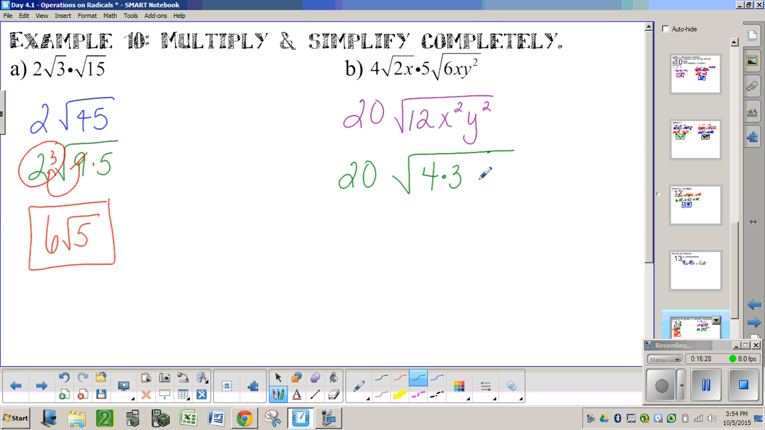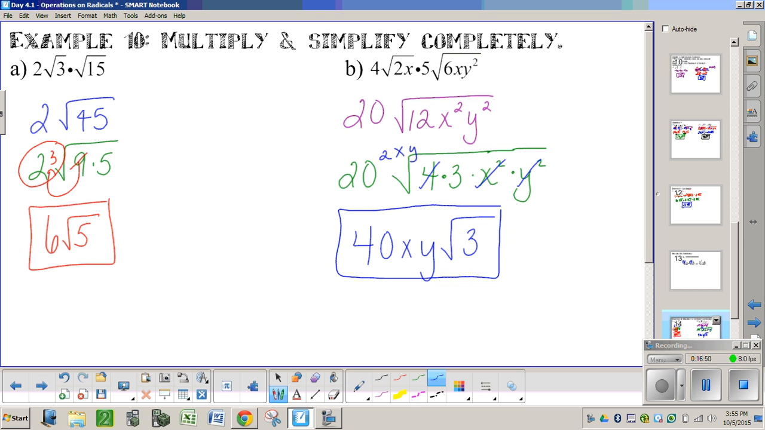But if you'll notice, x squared, if you remember from the beginning of the notes, and y squared are both perfect squares. So this is going to come out as a 2, an x is going to come out, and a y is going to come out. So we end up having 40xy times the square root of 3. And that's your final answer.